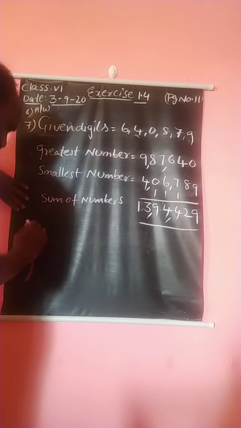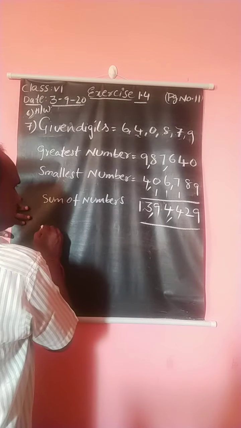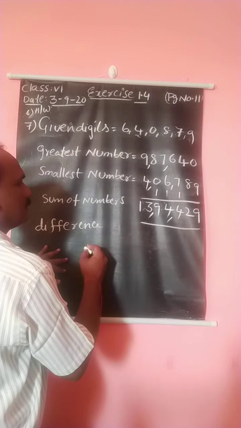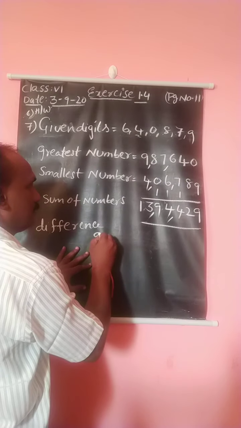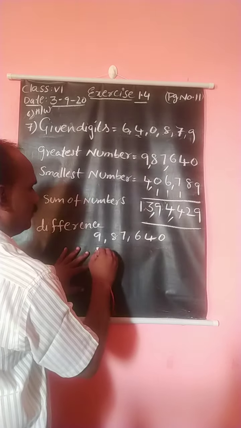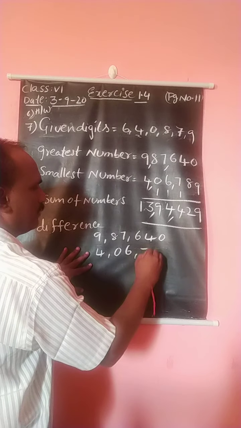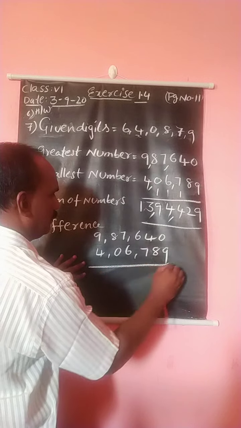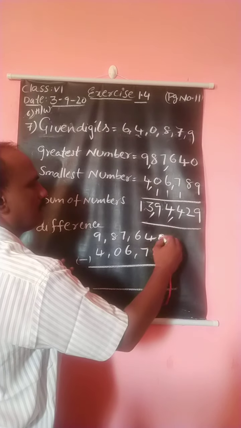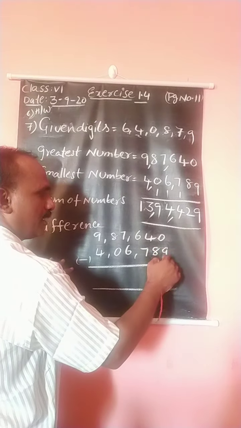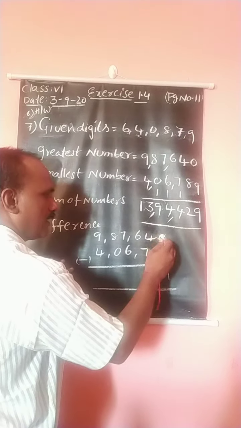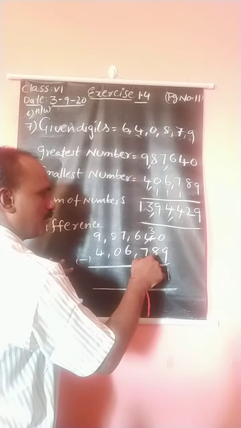Now difference. We have to find what is the difference. Difference means subtraction. 9,87,640. Next 4,06,789. You can subtract the difference. Listen. 0, we can't subtract 9 from 0. You can borrow from here onwards. 10 will come. 10 minus 9, 1. But here 3 will be there. It won't subtract 8 from 3.